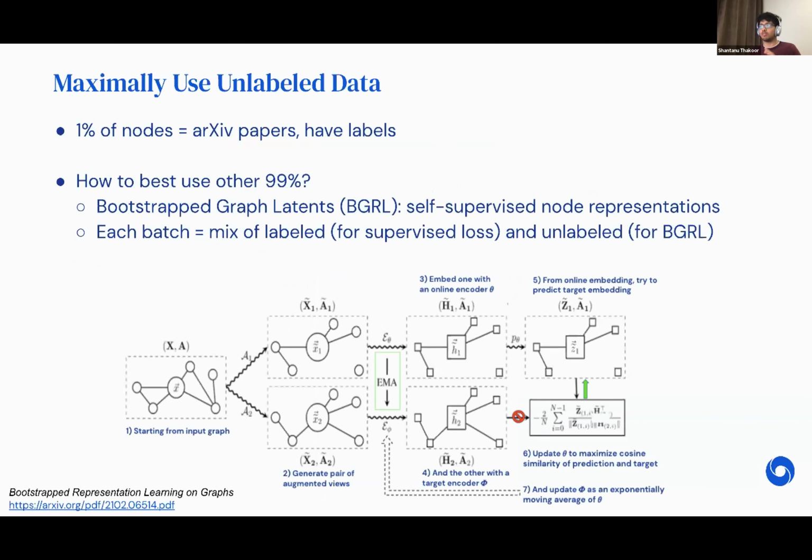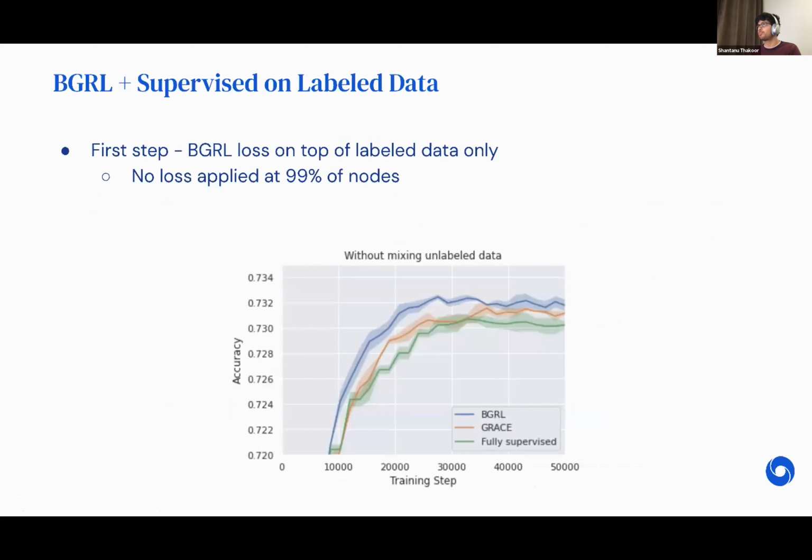So now each batch would have a mix of labeled nodes for the supervised loss and unlabeled nodes just to shape the representation. We don't have time to go into the details of how BGRL exactly works, but it's up on arXiv, and this is just a quick skeleton of what the objective looks like, but it basically works by bootstrapping representations from each node.